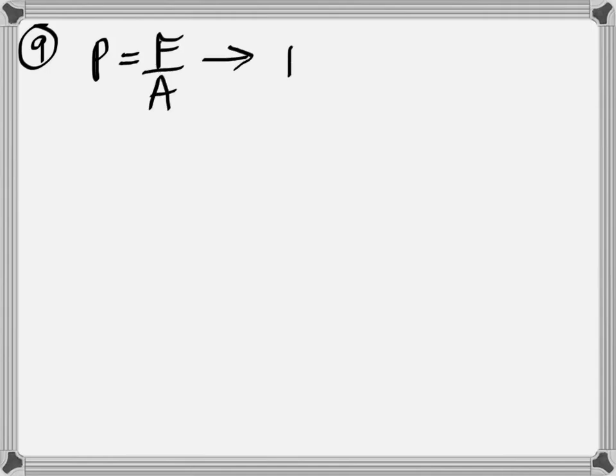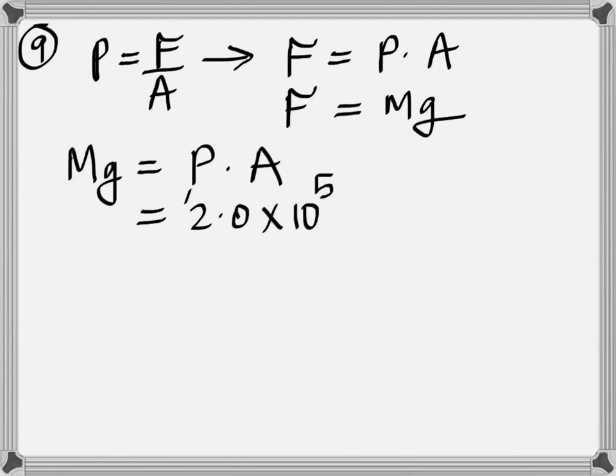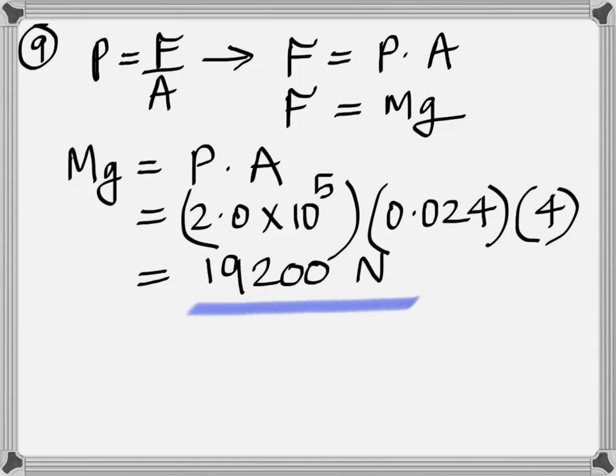Pressure is force by area. Force is pressure times area. But the force is the weight of the car. So the weight of the car is equal to pressure times area. And that's the pressure. But when you take the area, you got to multiply it with 4 because there are 4 tires. And therefore, you get 19,200 newtons is the weight of the car.